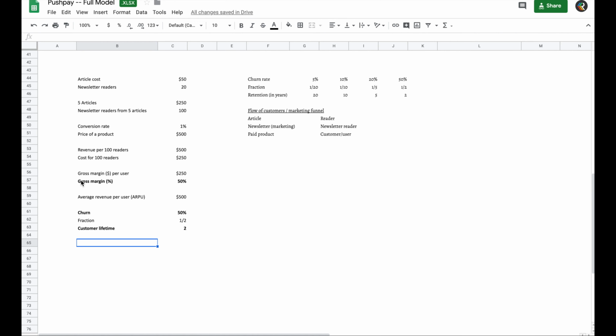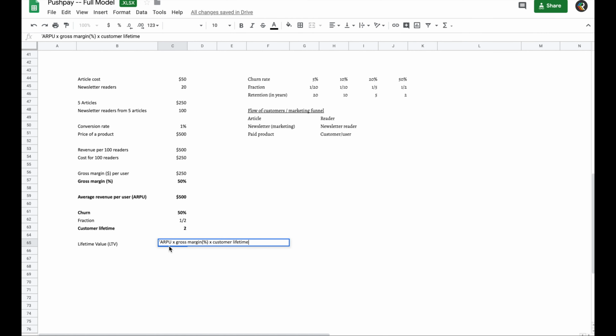So if we know the gross margin, we know the average revenue per user, and I should bold this too, how do we calculate what each individual customer is worth to us over their lifetime? Well, we do something very common, lifetime value, often called LTV. I'm just going to do the formula here. LTV is the average revenue per user multiplied by the gross margin in percentage, multiplied by the customer lifetime.